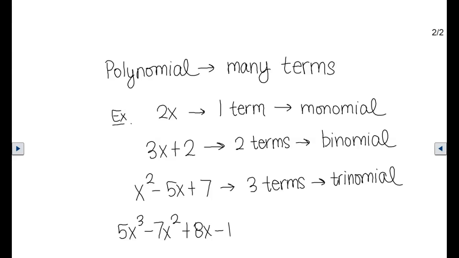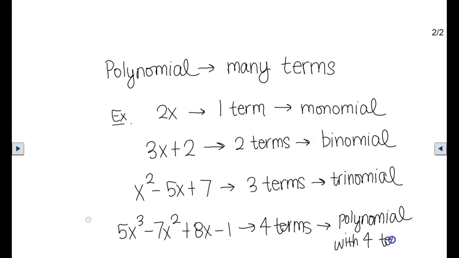So if I had 5x cubed minus 7x squared plus 8x minus 1, when I look at my minus and plus signs, I notice they connect 1, 2, 3, 4 things. So this is 4 terms. And it's at this point that we stop giving them these more specific names like monomial, binomial, trinomial. So this is just a polynomial with 4 terms. So terms are connected by adding and subtracting. Polynomials have many terms, and it could be anywhere from 1 up to as many as you want.